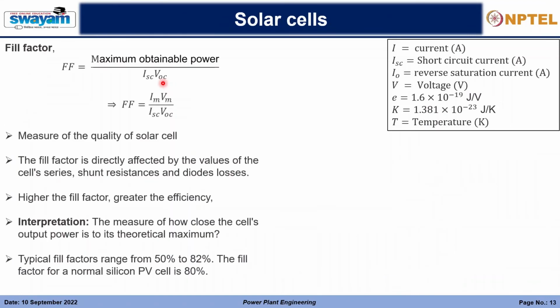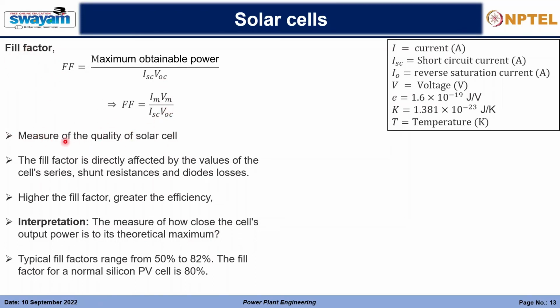But what is my limit? My limit is the theoretical maxima of current into the theoretical maxima of voltage. In a particular solar cell, the theoretical maxima of current is the short circuit current, and the theoretical maxima of voltage is the open circuit voltage. So the product of these two will be the theoretical maxima of the power that can be derived, but it is never possible because of resistance losses. So that is my theoretical maximum.